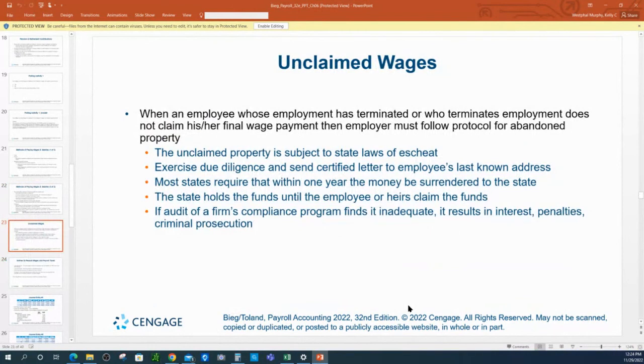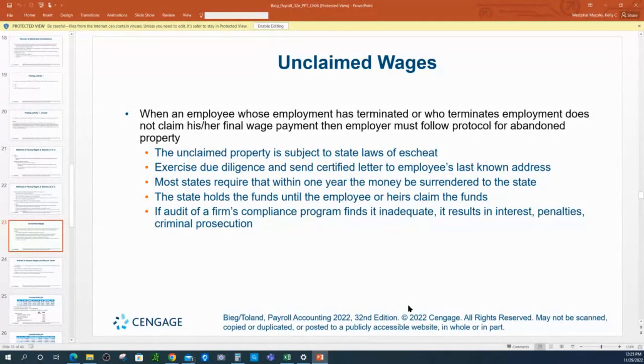is unclaimed wages. So what happens when you have an employee, and this is usually only going to happen with checks, right? If it's direct deposit, this really isn't an issue. But if you have an employee, and believe it or not, this does happen, who doesn't cash their paycheck. You issue a paycheck and they don't cash it, and the check is outstanding for a long period of time. Well, what happens to that money?